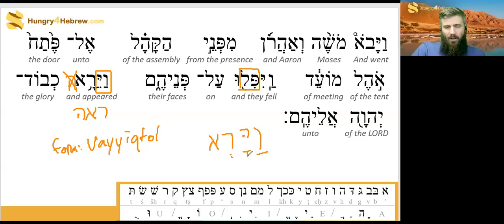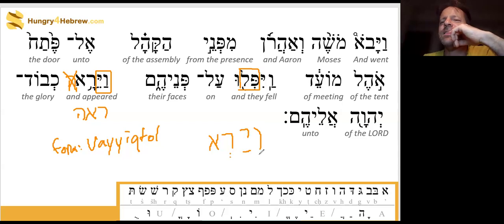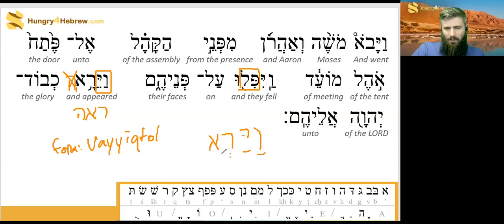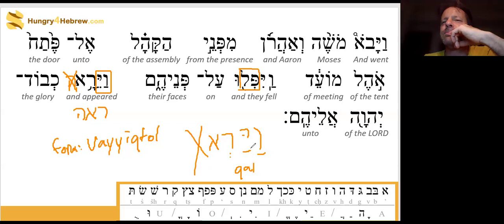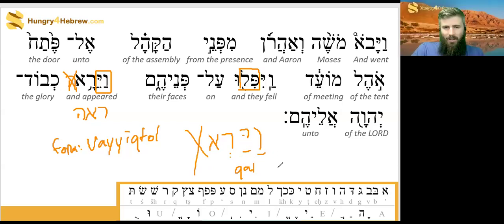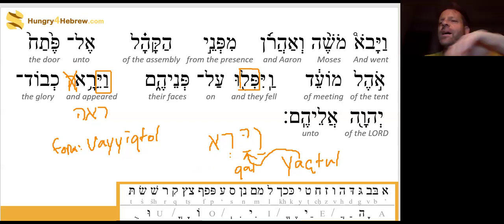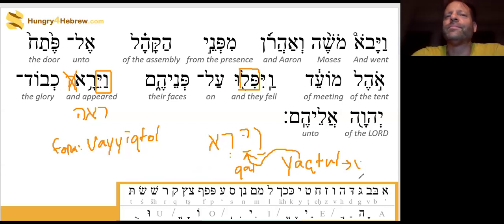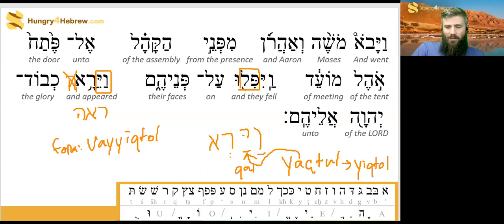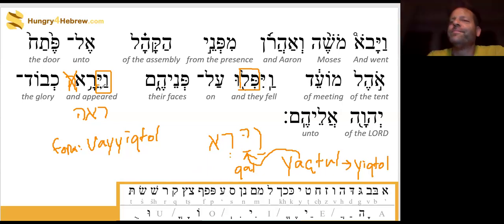All right, so the Vayav is the way that it shows up in the Kal binyan. Oops, I put a kamatz instead of a... I think it goes up like this. There it is. Vayav is how it shows up in the Kal. We still have that missing A at the end. But this right here reflects the original form of Yiktol, which was Yaktul. There's your ah right there. It was Yaktul that turns into Yiktol. How frustrating, isn't it? But this is a tzere.